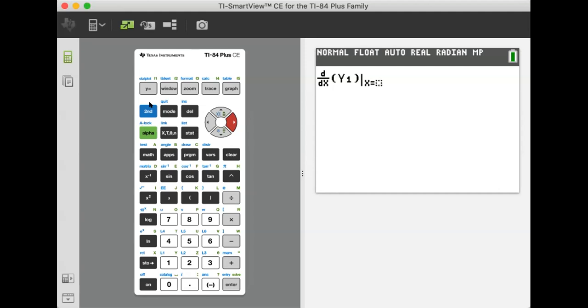Then I'm evaluating this at pi. So I put in pi. And I hit enter. And you should get 5.